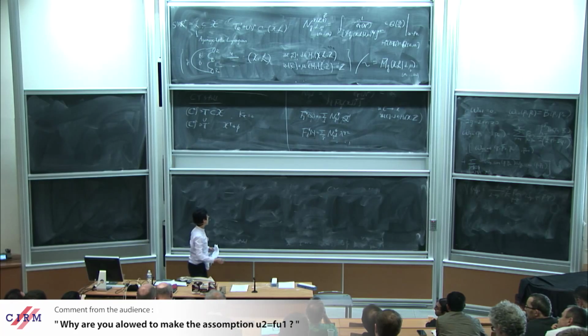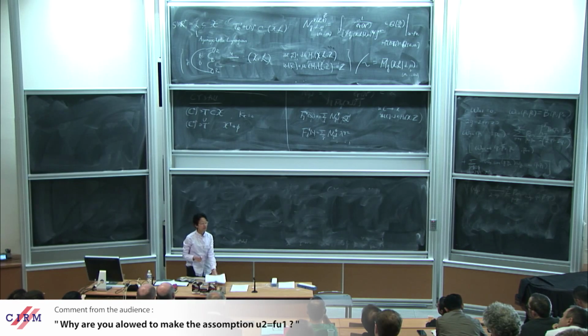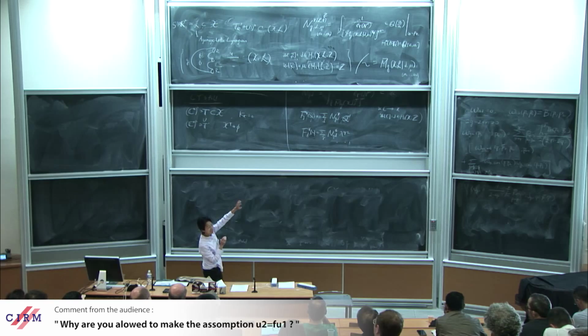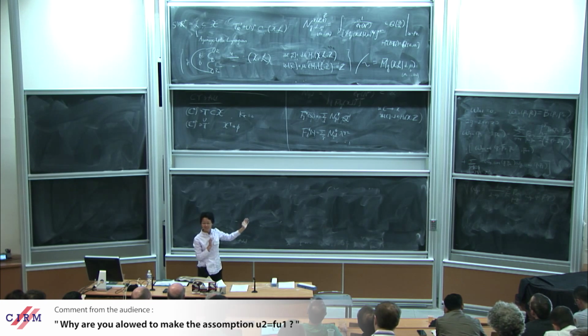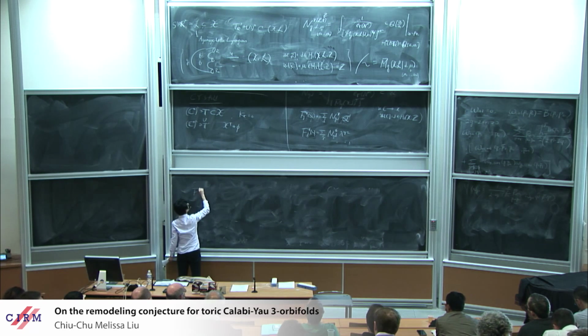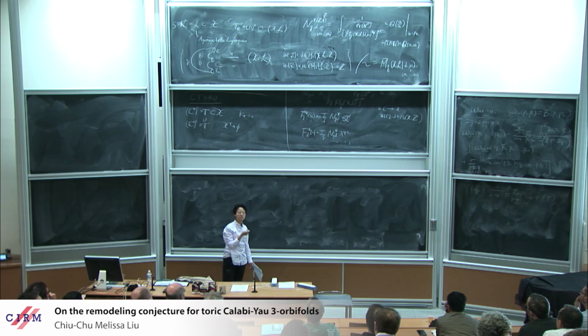Sorry, why are you allowed to make that assumption about U2 and U1, U2 equal to F times U1? No, I'm not making an assumption. I'm just saying this is the definition of that rational number: when I let U2 be equal to F U1, I get a rational number depending on F, and that's the left-hand side. Okay? Does it mean that you just pass through the subtorus again? Yeah, it's a one-dimensional subtorus, and F is like some kind of slope of that one-dimensional subtorus.